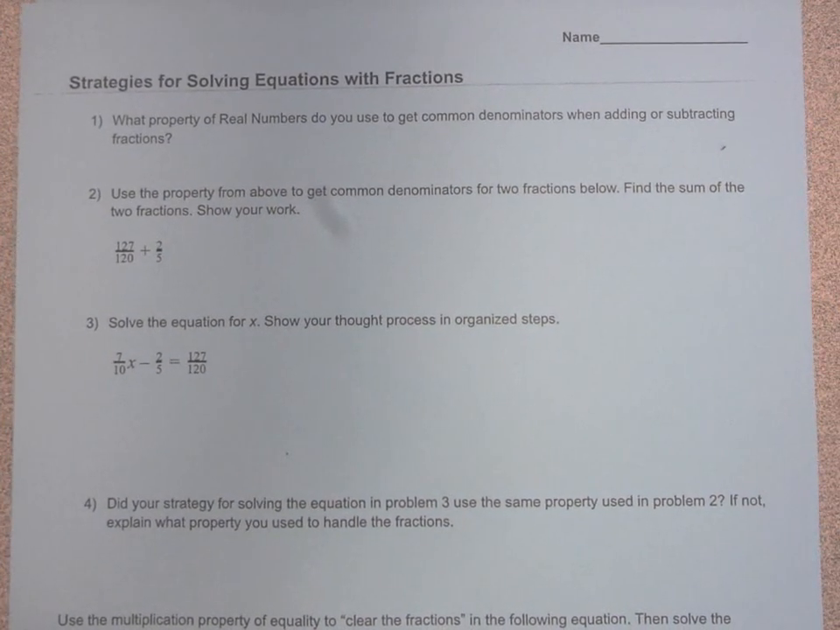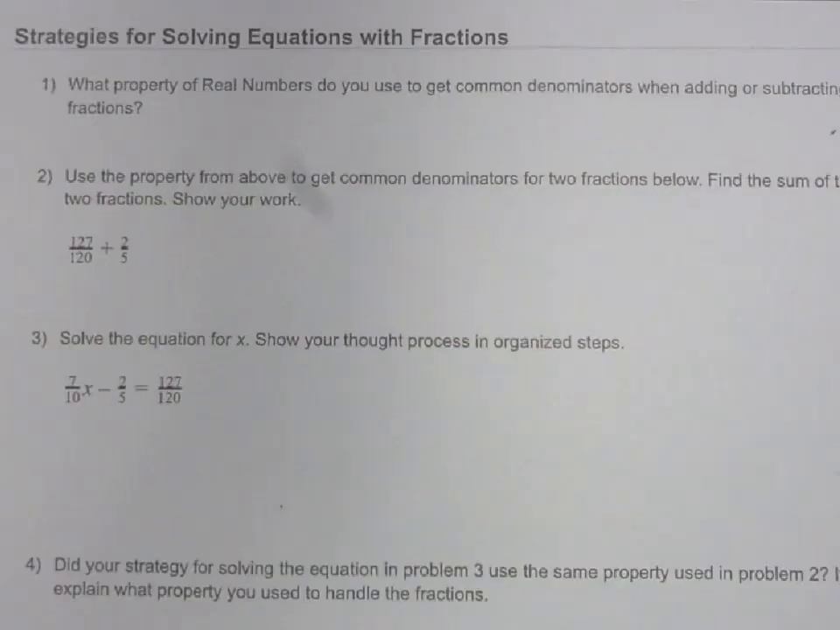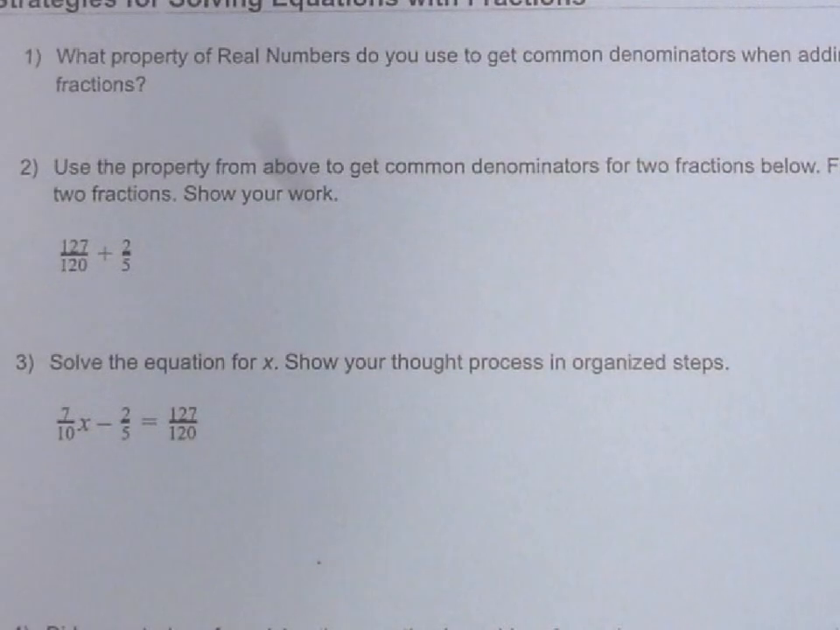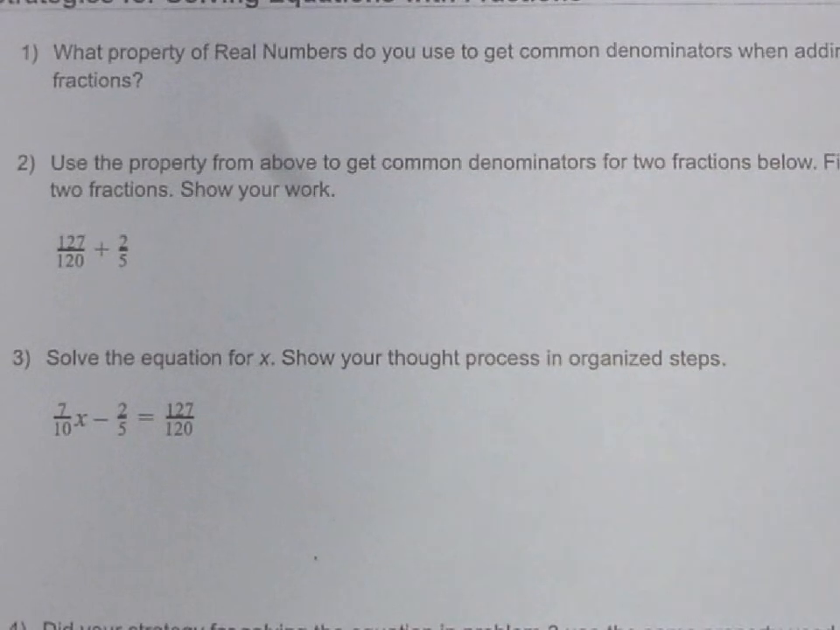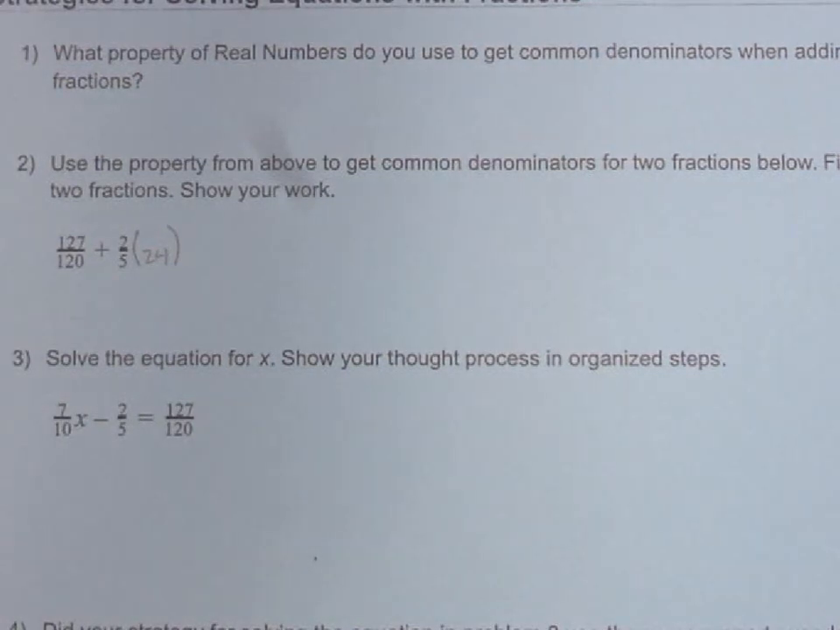Let's go down here and talk about number 2. If we want to add these two fractions together, we're going to have to get common denominators. They don't have common denominators right now. So we have to see what 120 and 5 both go into. Since 120 ends in 0, we know that it's a multiple of 5. In other words, we know 5 goes into 120. We just have to figure out how many times. It turns out that 5 goes into 120 24 times. So if I multiply 5 by 24, I get 120.